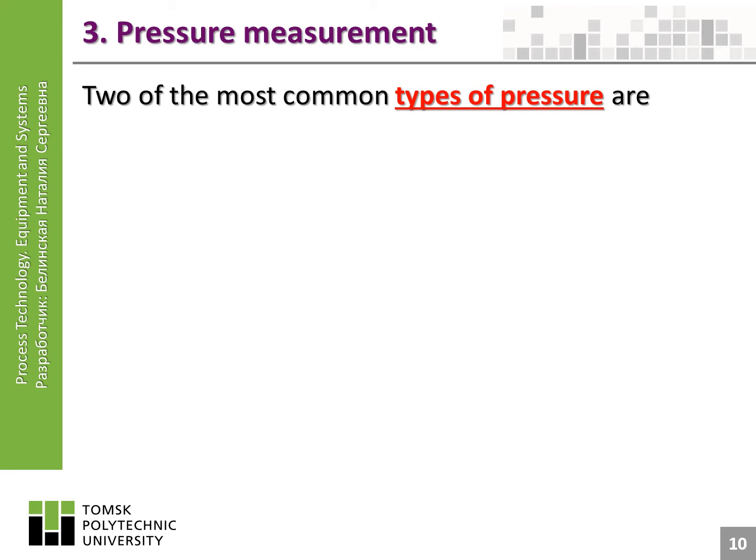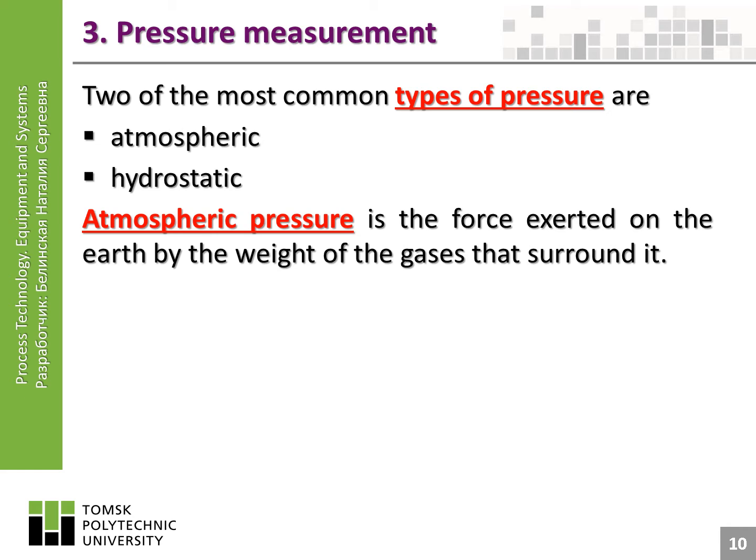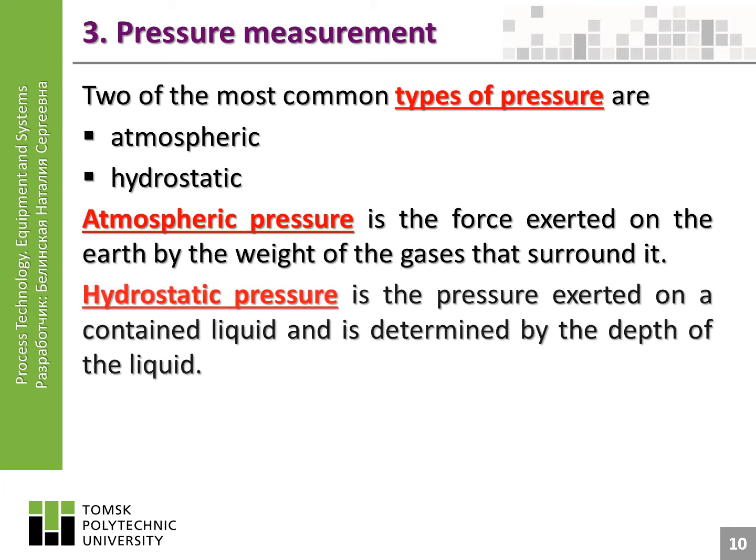Two of the most common types of pressure are atmospheric, hydrostatic. Atmospheric pressure is the force exerted on the Earth by the weight of the gases that surround it. Hydrostatic pressure is the pressure exerted on a contained liquid and is determined by the depth of the liquid.